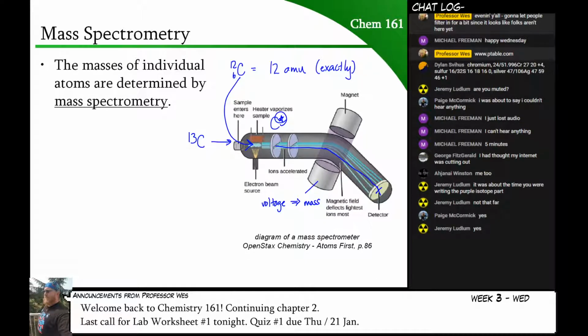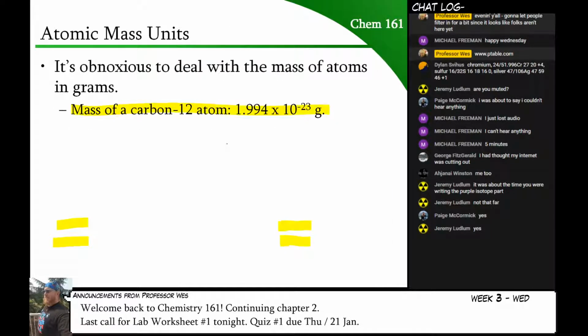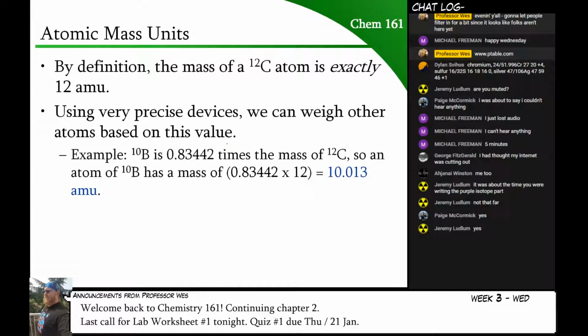Okay, so we're going to come back to mass spectrometry in a little bit, but this is how we get these numbers to a large degree of significant figures. And as you can see, we get those numbers to a high degree of precision. So, for example, if I put boron 10 in the detector, it tells me that I need 0.83442 times the mass of carbon-12, whatever that voltage equates to, to hit the detector.